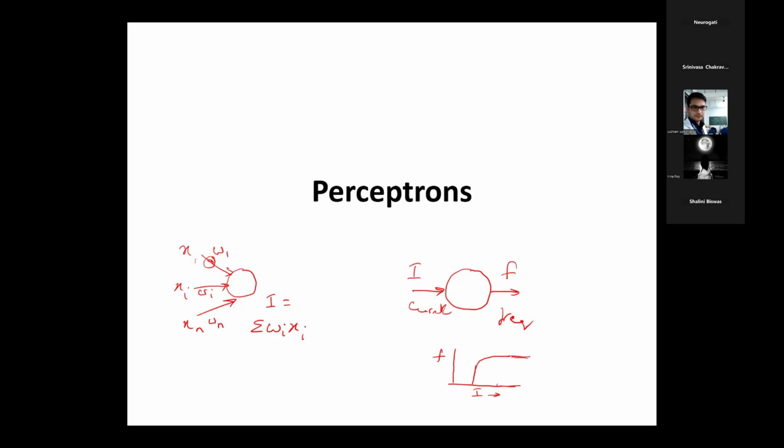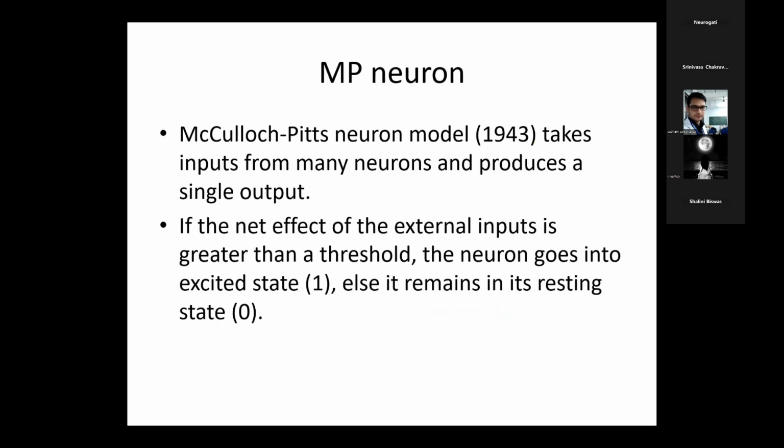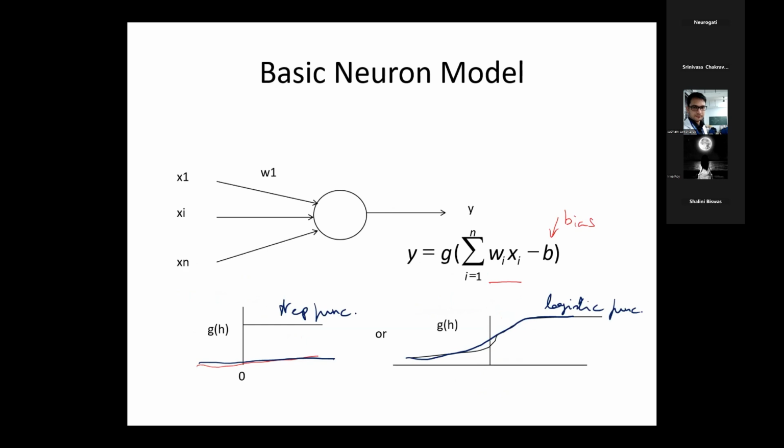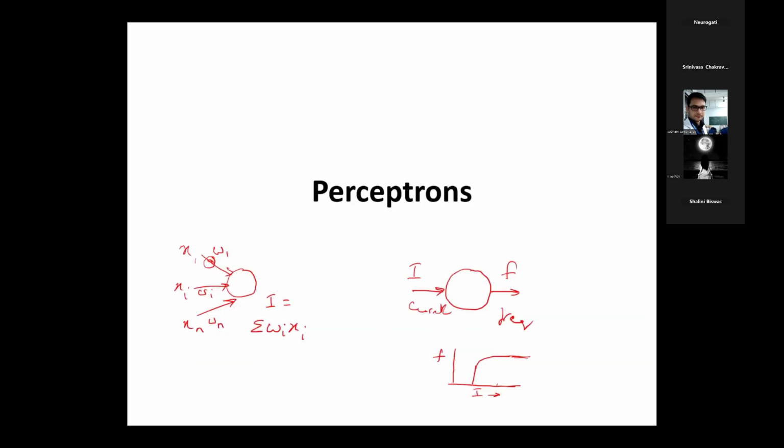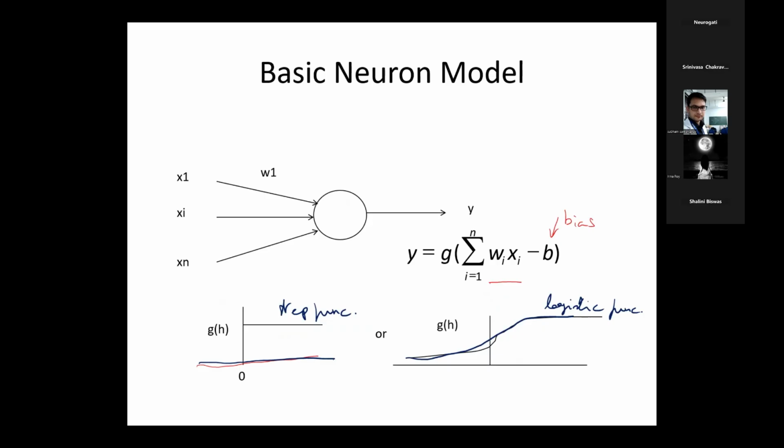Now, with just these elements, we'll ignore all the biophysical details, ion channels, receptors, and all that stuff, and try to put together a very simple model which captures these basic ideas. That model is called the McCulloch-Pitts neuron model, and it looks like this. You basically combine these two pictures into one. What you get is a neuron which takes inputs from many other neurons. The inputs are X1, Xi, Xn, and the weights are W1, Wi, Wn. You sum up all of them: sigma, i runs from 1 to n, Wi Xi.